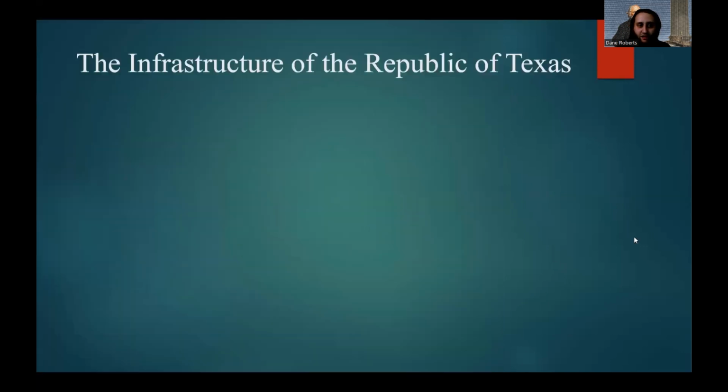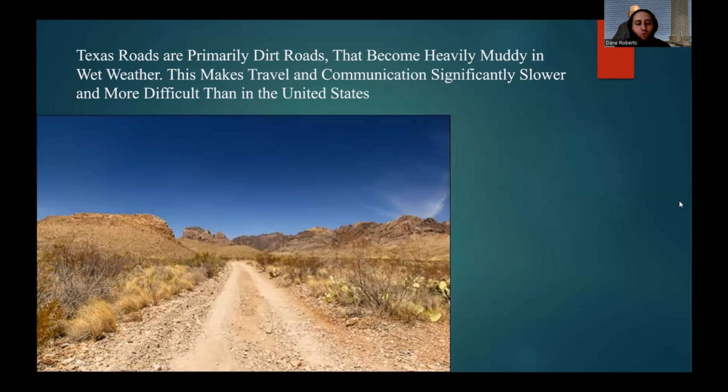Now let's bring this to our next section, the infrastructure of the Republic of Texas. So, the infrastructure of the Republic of Texas consisted primarily of dirt roads that were dusty in dry weather, which would not necessarily impede travel. However, they would become heavily muddy in wet weather, which would certainly make travel and communication significantly slower and more difficult than in the United States, as we already discussed in my video on the Jacksonian era that I will link in the iCard.